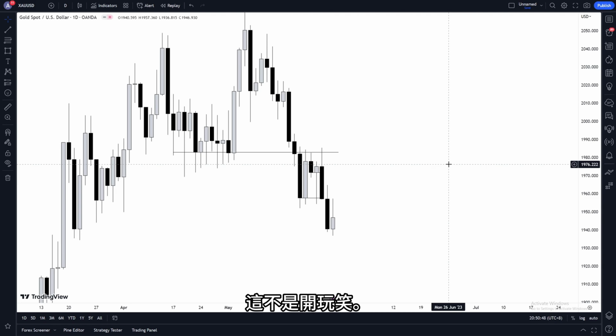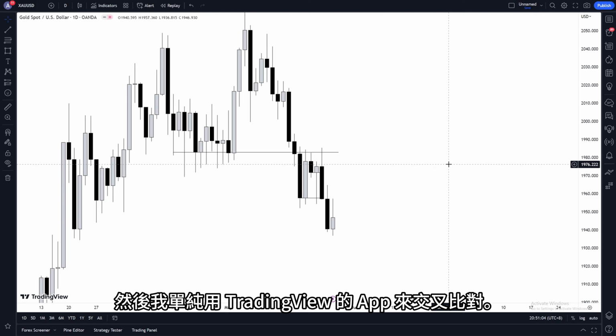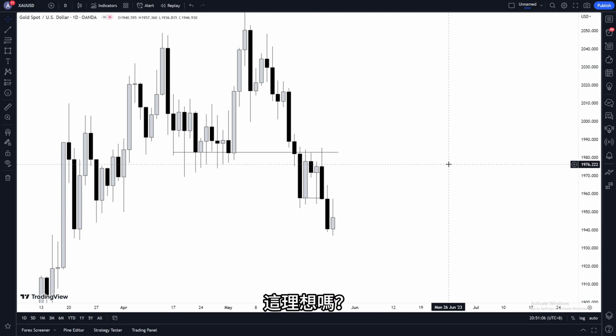And I analyze charts on my mobile phone. This is not a joke. This is not me trying to make some joke up. I analyze my charts on my mobile phone. I could be in the train. I could be driving in my car. I could be taking a poop. Bro, I'll be analyzing the charts on my phone and I'll be taking trades on my phone. And I simply cross-check it with the TradingView app. Is it ideal? No, it's not ideal. Does it work for everyone? No, it doesn't work for everyone. Does it work for me? Yes, it works for me, and that's all I care about.